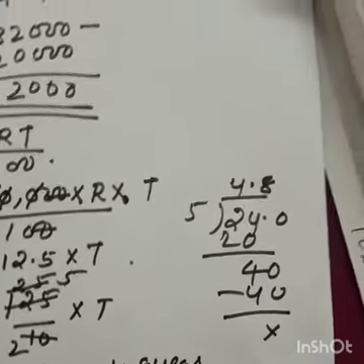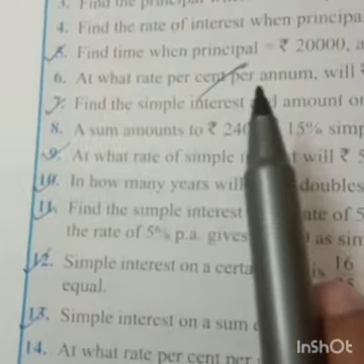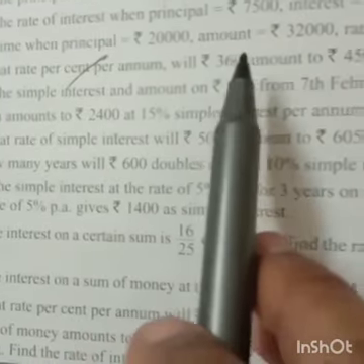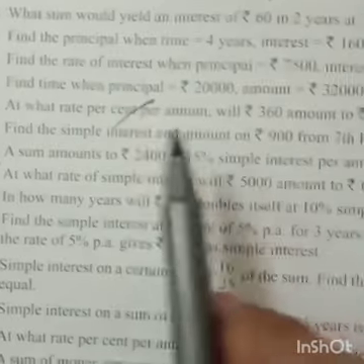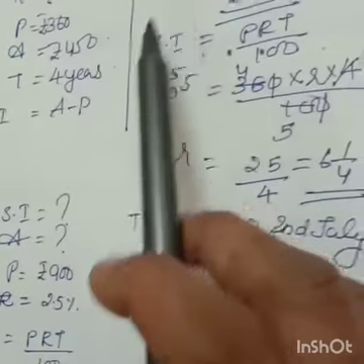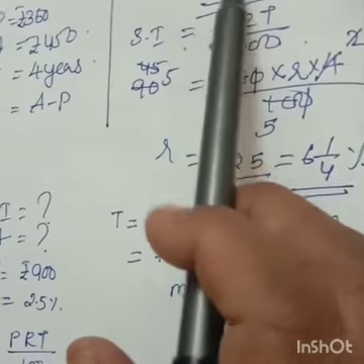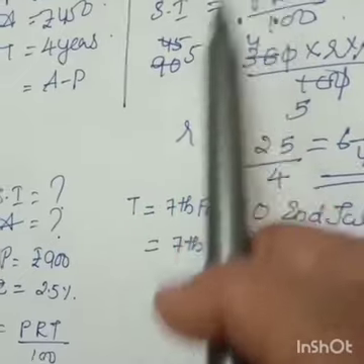Now question number 6. At what rate percentage per annum will 360 amount to 450 in 4 years? Okay, same type of question. Here you have to find out the rate. See, we already did question number 5. Simple interest equal to amount minus principal. Amount is given, principal is given, amount minus principal is simple interest.